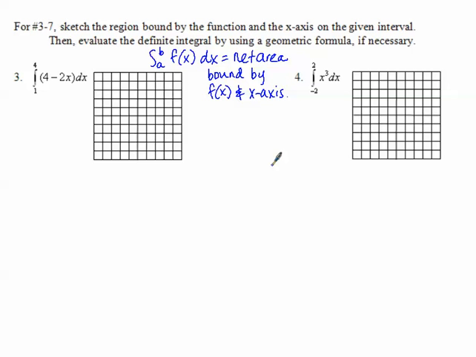So first we have to decide what is the function. That's the integrand in here. In this case, f of x is 4 minus 2x. What is the interval? Those are from the limits of integration. The interval is 1 to 4.